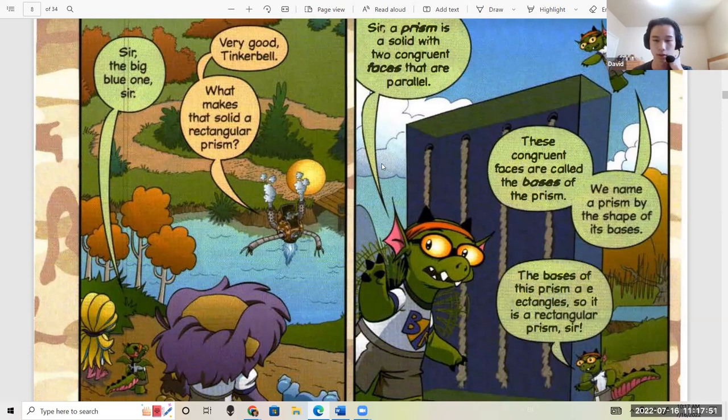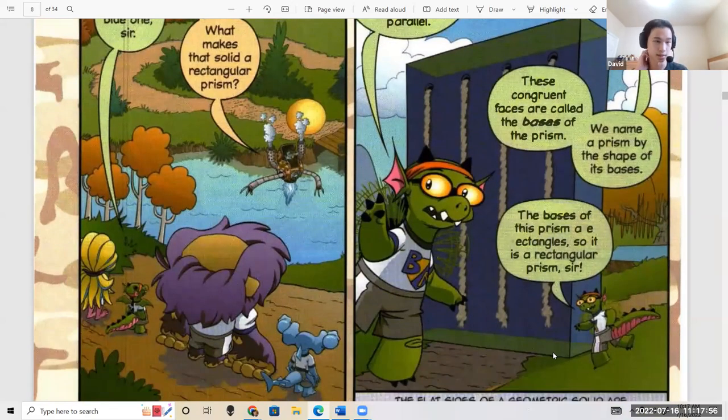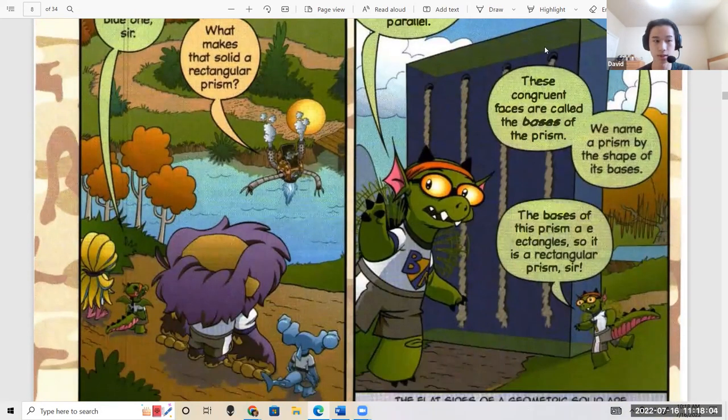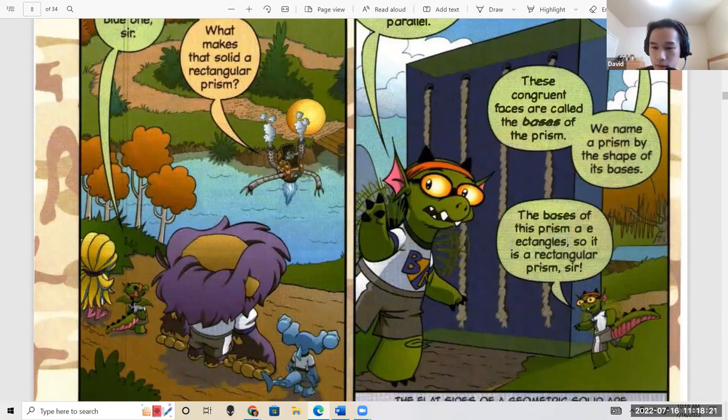All right, so these congruent faces, these green panels that we see here, these are called the bases. And these bases are important because we name a prism by the shape of its bases. So since these two parallel congruent faces are the same, these are the bases, we're going to call this a rectangular prism because these are rectangles, right? And that's what this guy says right here. The bases of this prism are rectangles. So it is a rectangular prism.